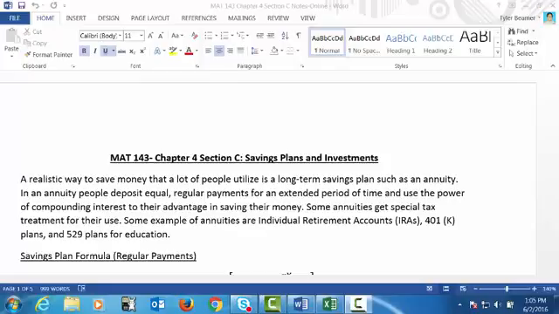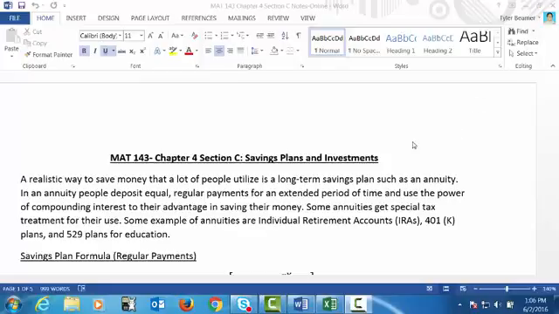The purpose of this video is to show how to find savings plan balances at the end of a specified period of time, making regular payments using Excel, and then also to find the payment needed in a savings plan with a fixed interest rate for a specified period of time in order to achieve a certain balance, also on Excel.